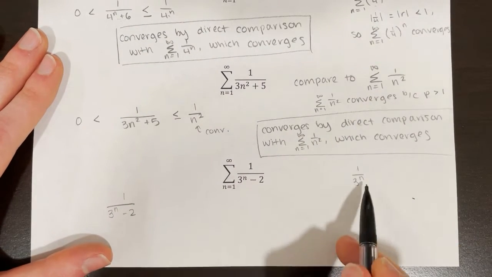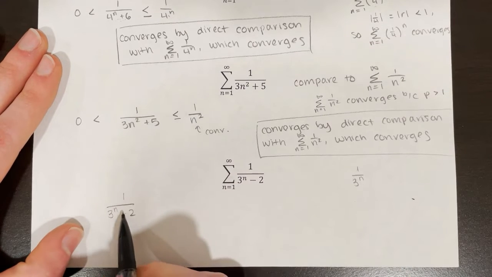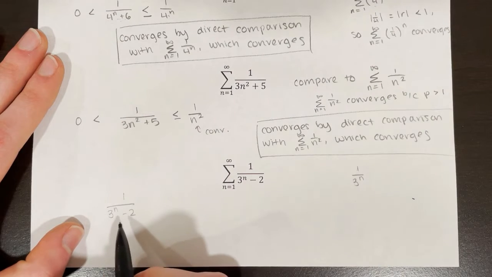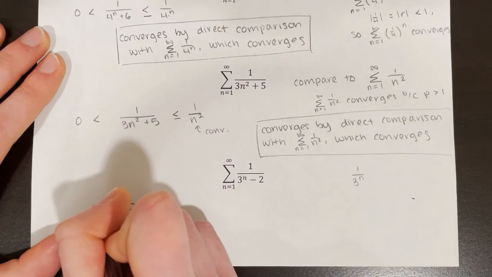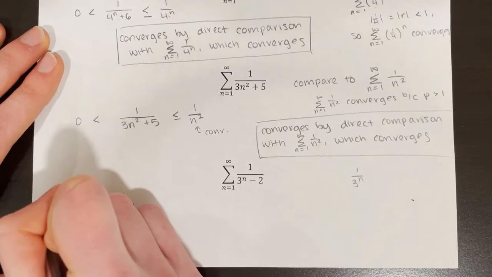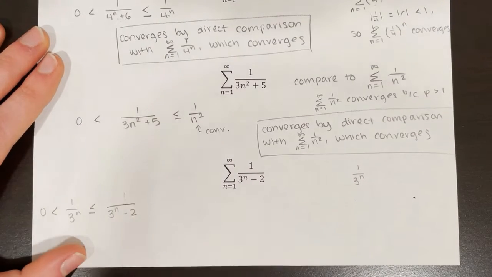So then we have to think about which one of those is going to be greater. If we have 1 over 3 to the power of n minus 2, that means that our denominator got a little bit smaller. So we're dividing by a smaller number, which is going to give us a bigger number overall. So that one is going to be bigger than 1 over 3 to the power of n, and then both of those are going to be greater than 0.